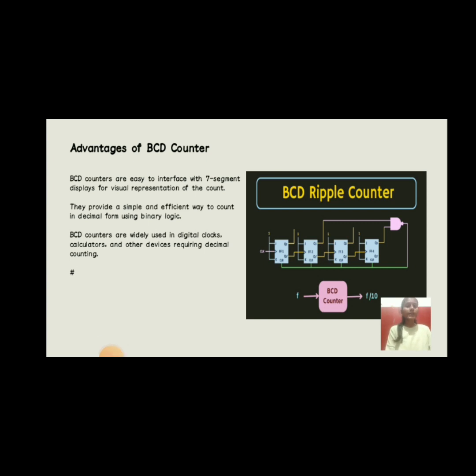Today I am going to explain about the advantages of BCD counter. BCD counters are easy to interface with 7 segment displays for visual representation of the count. They provide a simple and efficient way to count in decimal form using binary logic. BCD counters are widely used in digital clocks, calculators and other devices requiring decimal counting.